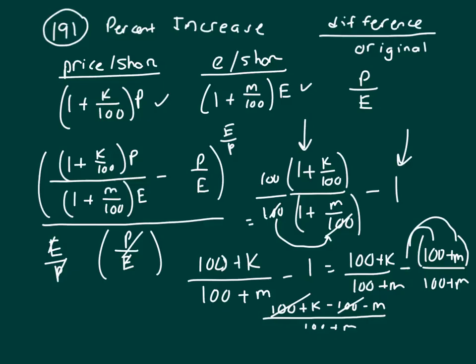And I'm going to go over here. I'm all over the board. That's going to leave me a K minus an M over 100 plus M.